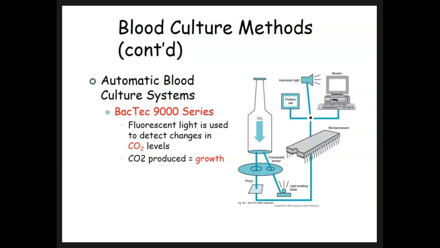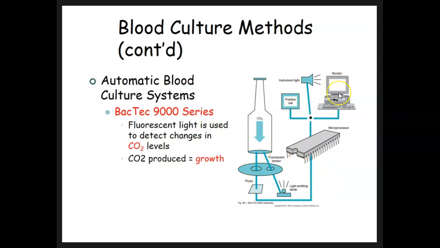We're not going to talk about this one, but this is what you're going to see when you go to clinicals, and this is what they're using in the real world. There are automatic blood culture systems, and there are different companies, and we're going to talk about a couple of them, but the Bactec 9000 series, they use a fluorescent light to detect carbon dioxide level changes. So the theory is, as bacteria grows, carbon dioxide is produced, it's going to cause a color change, and this fluorescent light is going to detect when there's a color change.